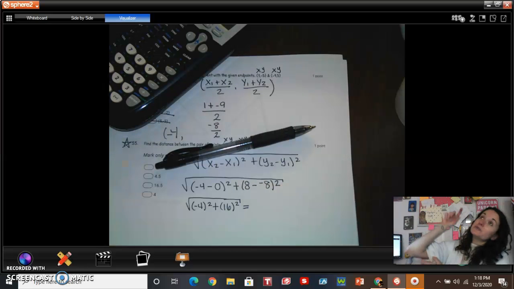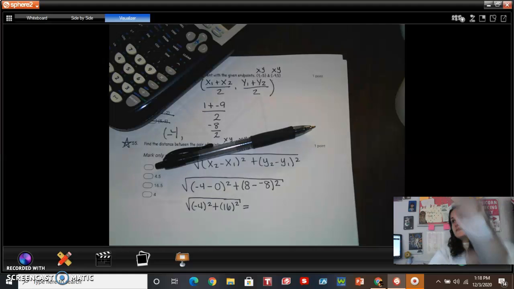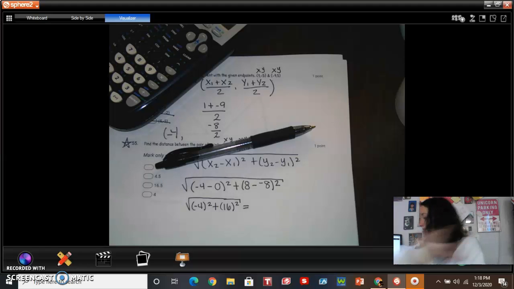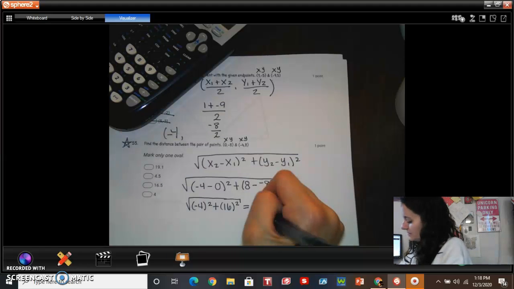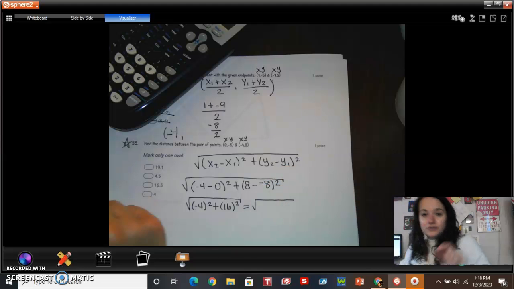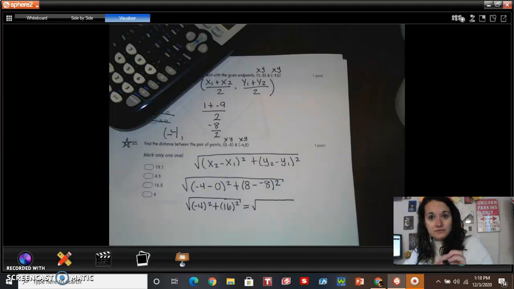I noticed that whenever we did distance formula here in the class, a lot of students were missing it because they were forgetting the square root at the end. So do not forget about the square root. Alright, so we have negative 4 squared. If you get a negative answer, you messed up. Anytime you square something, it turns positive, because anything multiplied by itself, even a negative times a negative, is going to be positive.